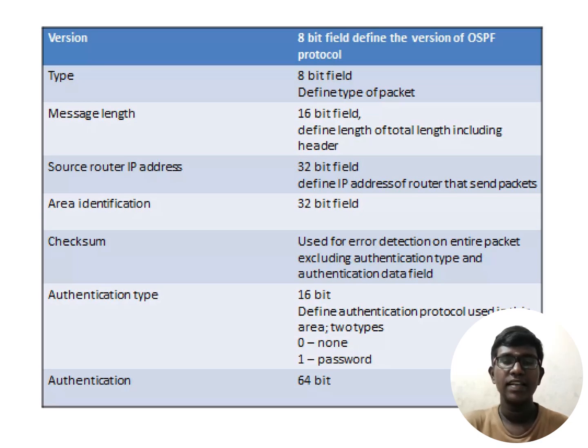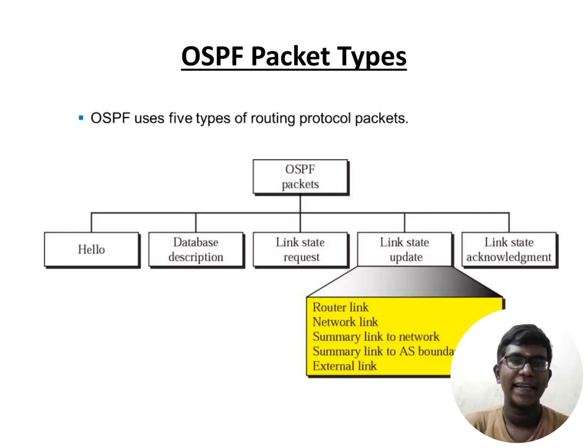The authentication type is a 16-bit field that defines the authentication protocol used in two areas of two types. 0 denotes none and 1 denotes the password. The authentication data is 64-bit data that is used to give the information about the authentication used in the OSPF. OSPF packet types.